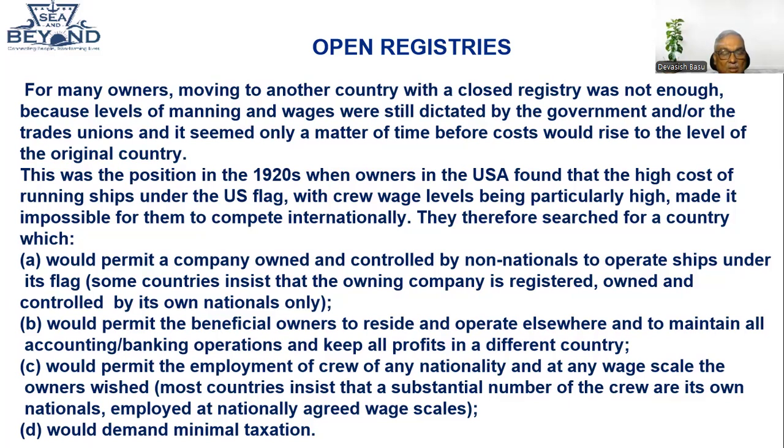So what were the benefits they were looking for? A country which would permit a company owned and controlled by a non-national to operate the ship under its flag, whereas some countries insist that the owning company is registered and owned and controlled by its own nationals only. So what they were looking at is a country outside the US where, even if I'm not a US-based owner but am based outside, I can still register my ship under that country's flag. B, would permit the beneficial owners to reside and operate elsewhere. That means the owner can be stationed somewhere outside and even operate the vessel.